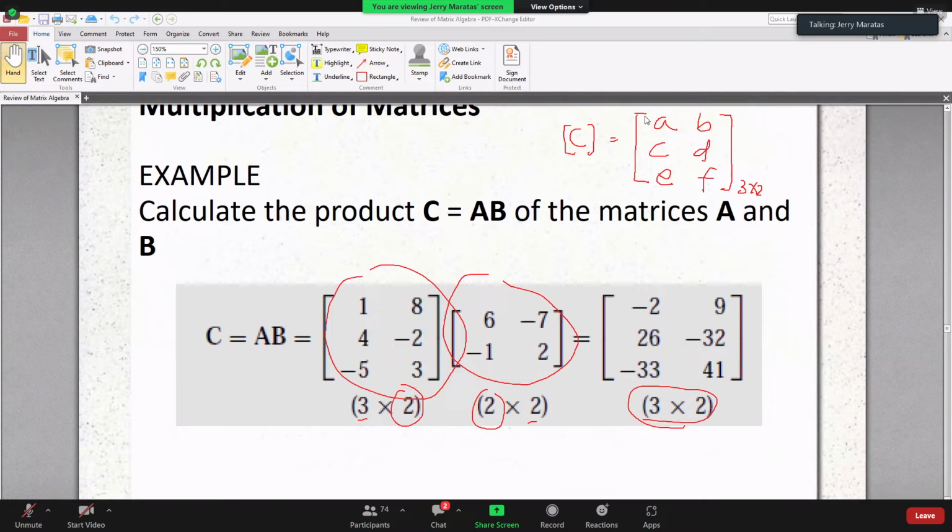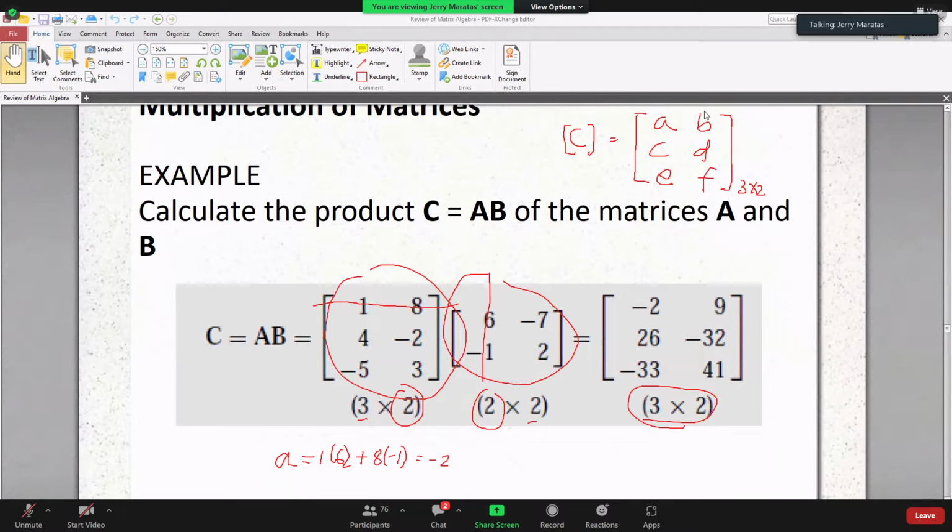Our problem now is how to determine the elements of the resulting matrix. How to determine A, B, C, D, E, F. So to solve for A, you simply consider the elements of the first row, because A is first row, first column. So it's simply 1 times 6, then you add plus 8 times negative 1. So what's the result? Negative 2.